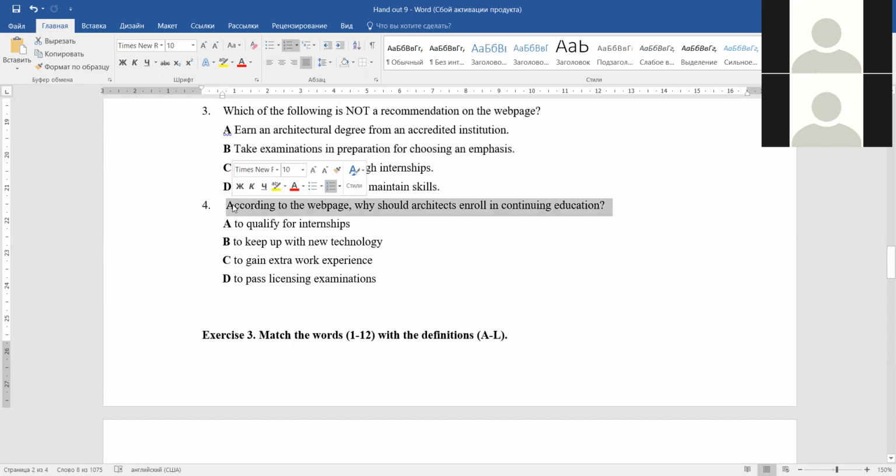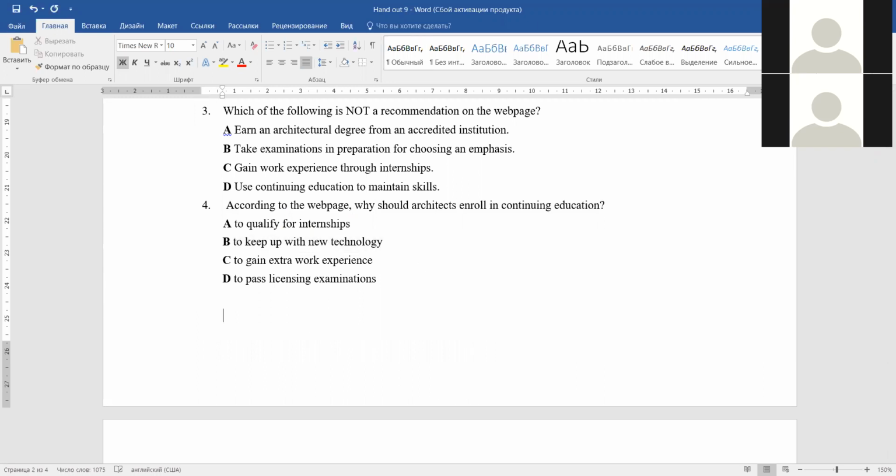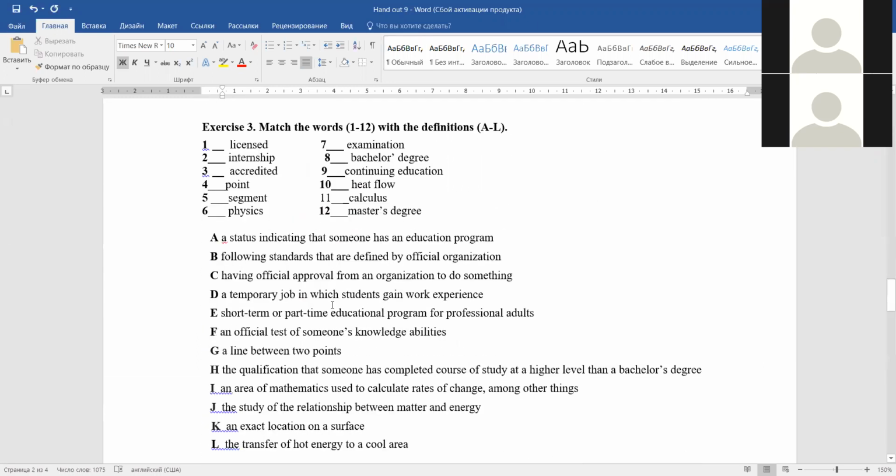According to the web page, why should architects enroll in continuing education? To keep up with new technology. Yes, you're right. How do you translate it? Идти в ногу с новыми технологиями. Why should architects take continuing education courses? To keep up with new technology. Yes, absolutely true. Now move to exercise number 3.